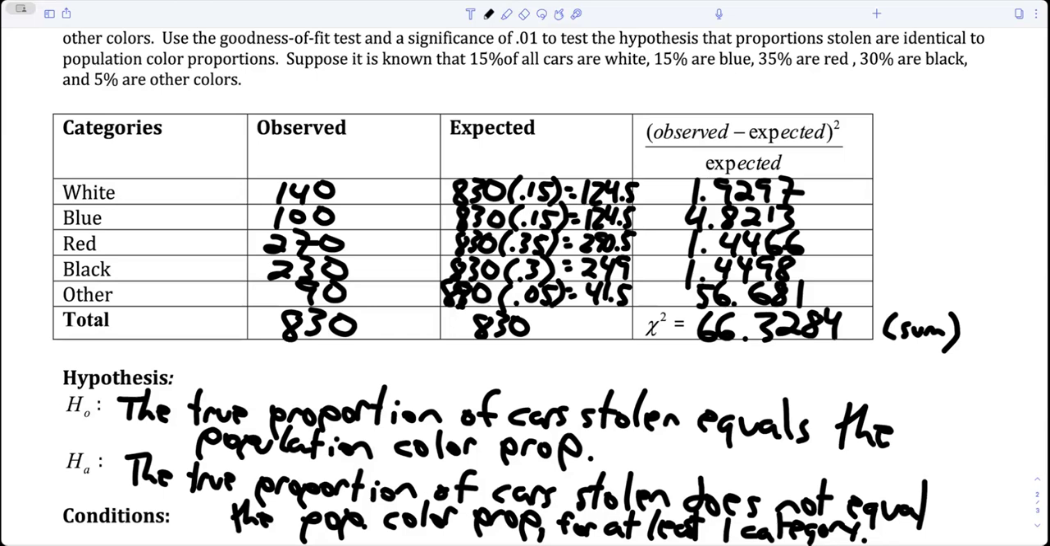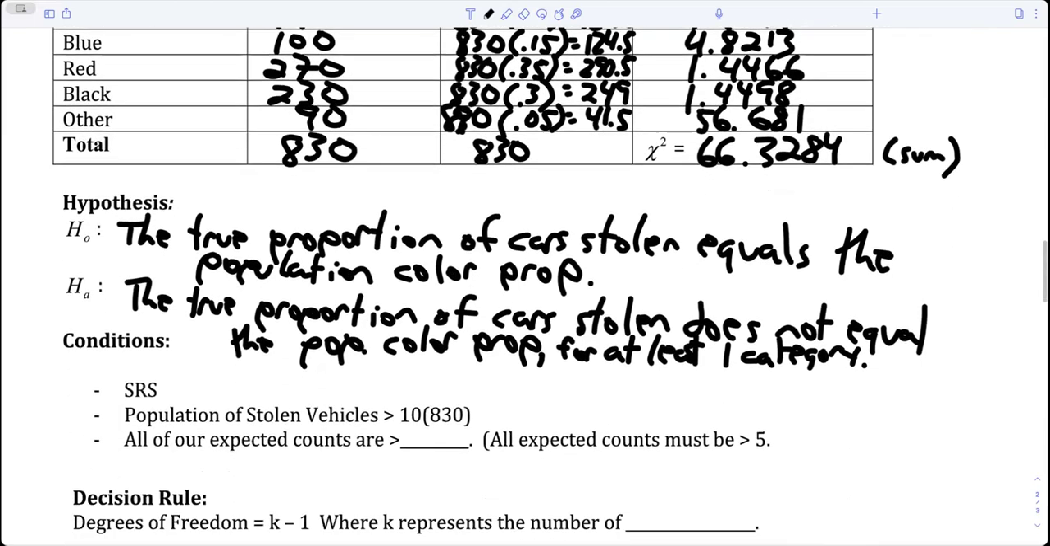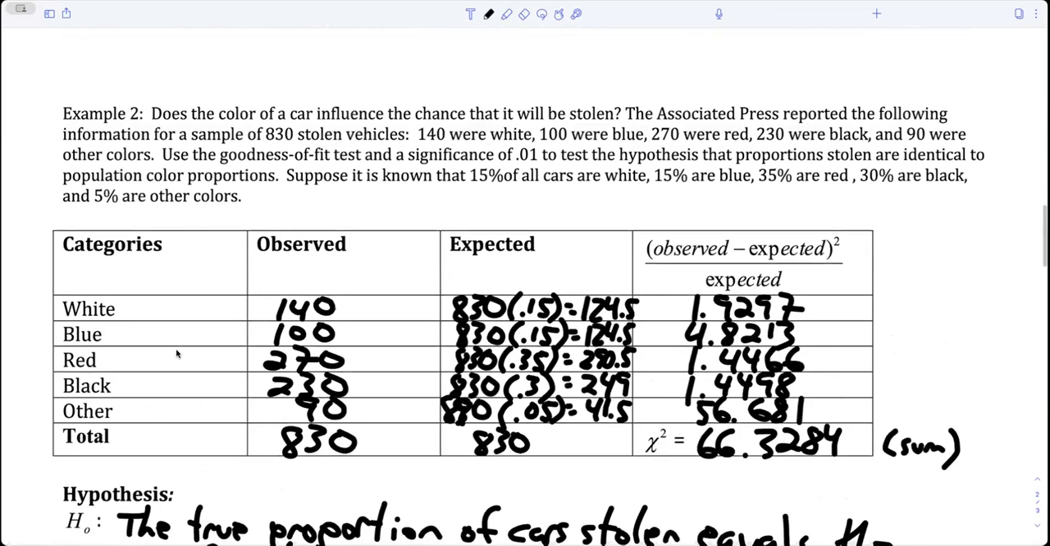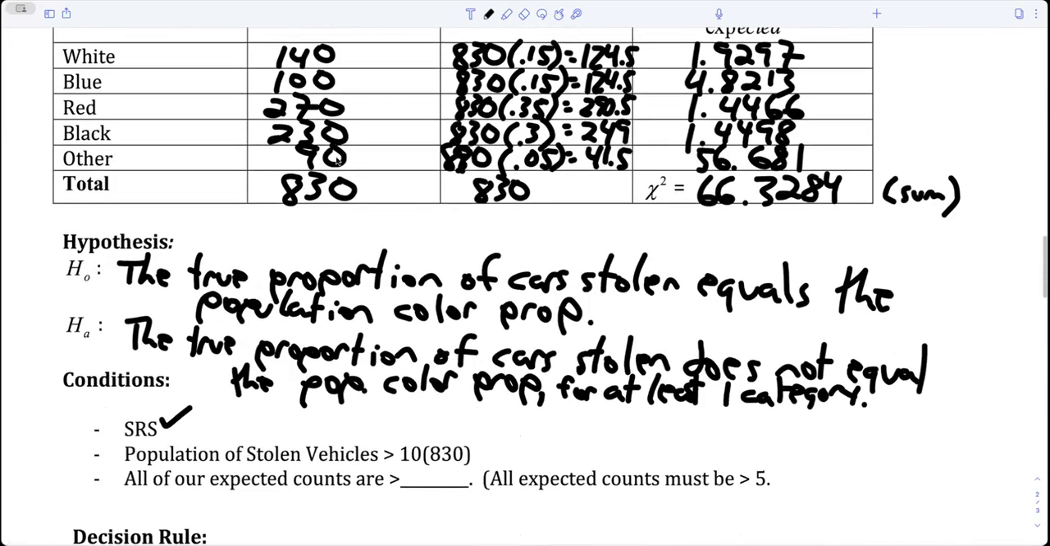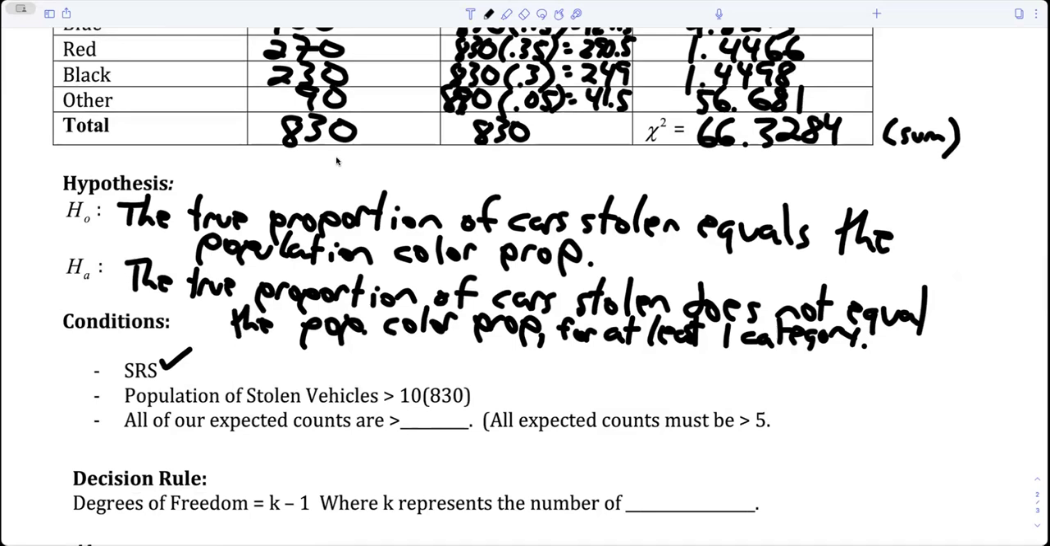Okay, so here we go. Conditions for a chi-squared test. Number one, it's got to be a random sample. And I don't think that it mentioned that. Hold on, it says that they were, what does it say? Right here, it says random sample, right? Therefore, that condition is given. Okay, it's an SRS. The population of stolen vehicles greater than 10 times 830. Well, unfortunately, that's probably true as well.